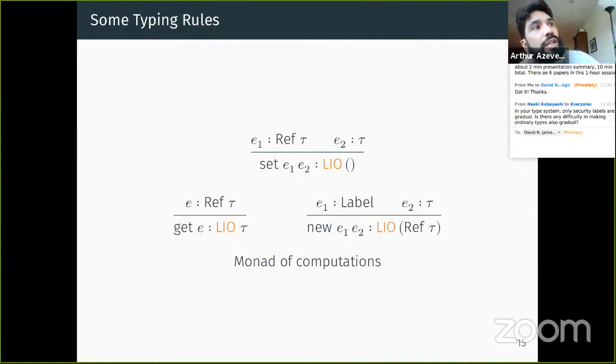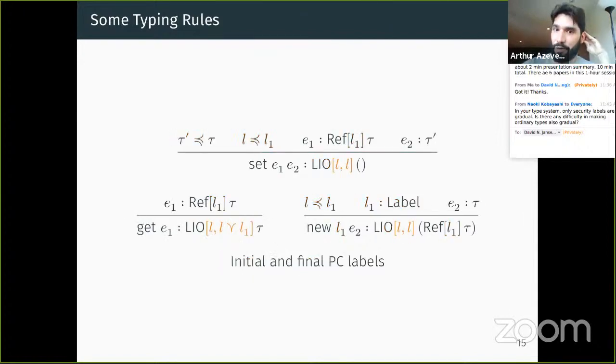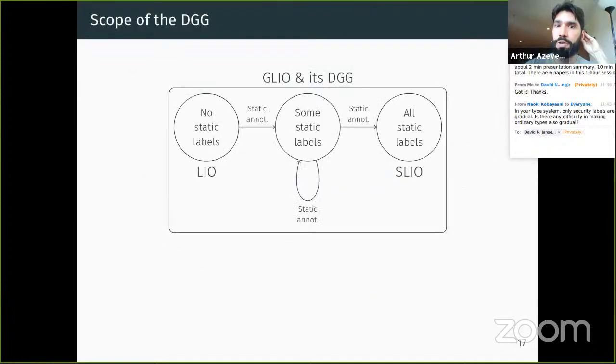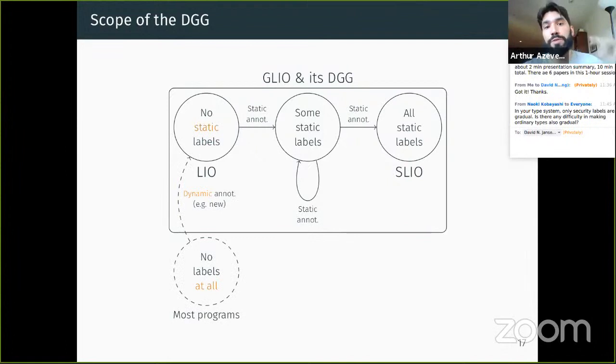What this work made us realize is that, oh yes, so why is this important? Well, because the dynamic gradual guarantee is about giving you guarantees when you add type annotations to some unannotated program, right? But really what you want in this case is a guarantee that applies also to adding in these dynamic annotations, because these are the things that are missing from normal programs that you find out there in the wild.